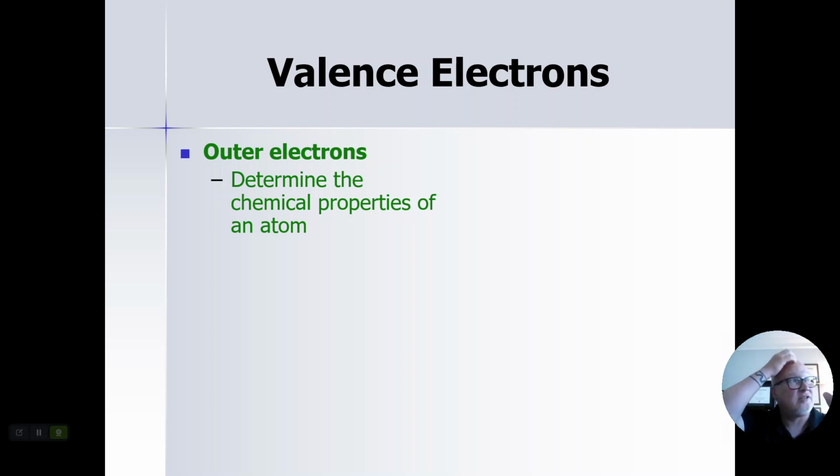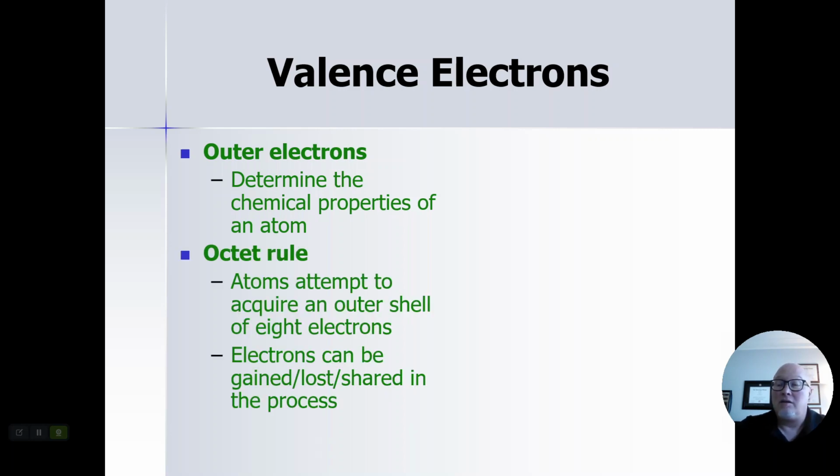So what are valence electrons? Valence electrons are the outermost electrons in an atom. Those that are the farthest away from the nucleus, in the outermost electron shell, are referred to as the valence electrons. For every atom, there's something called the octet rule.